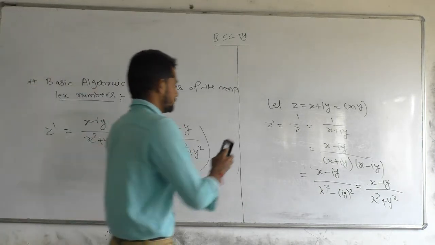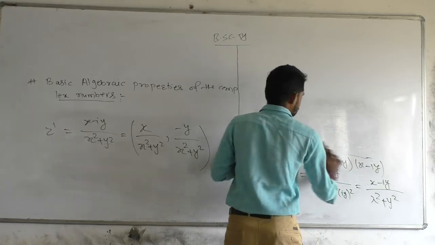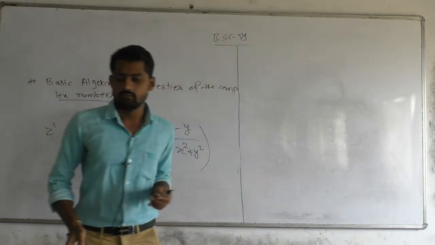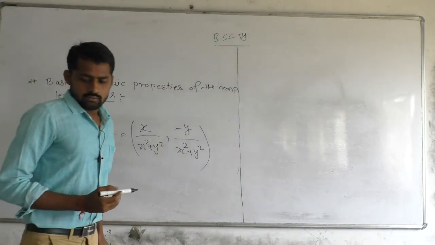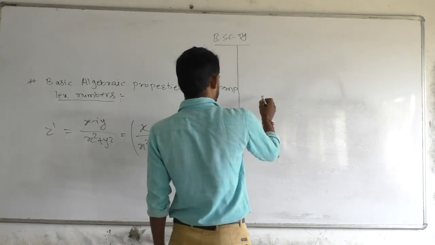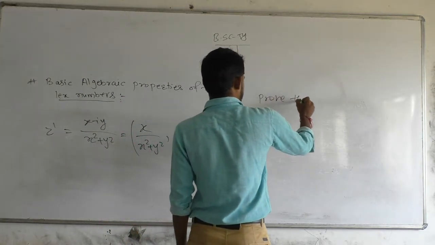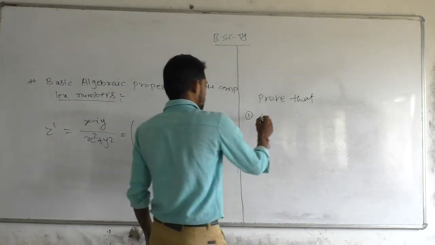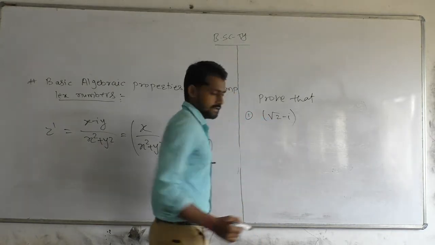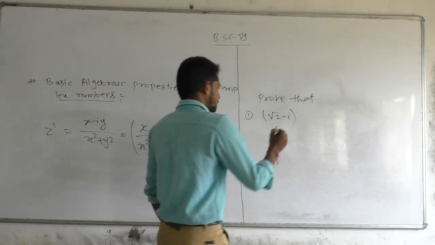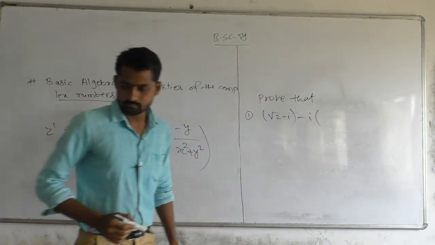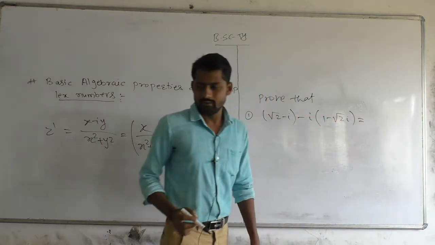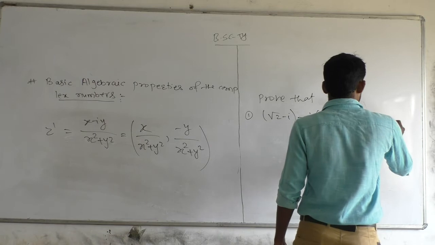Now some examples. Example first. Prove that (root 2 minus i) times (1 minus root 2 i) is equal to minus 2i. That we have to prove.